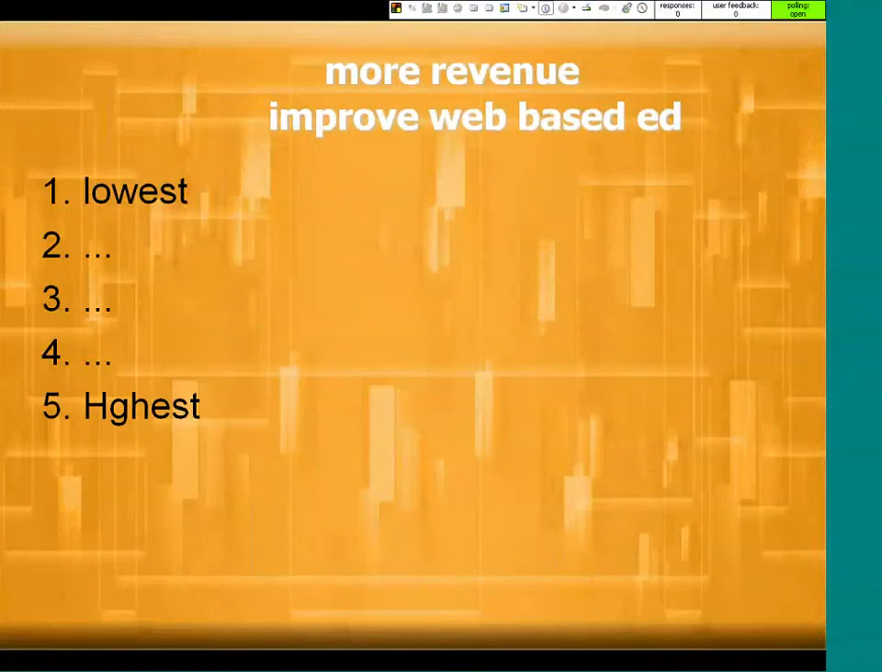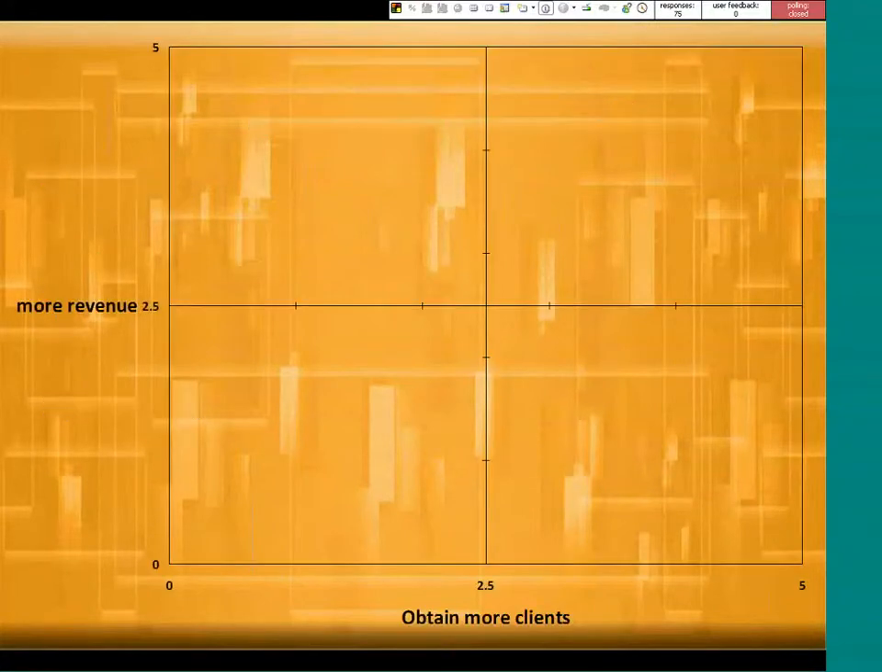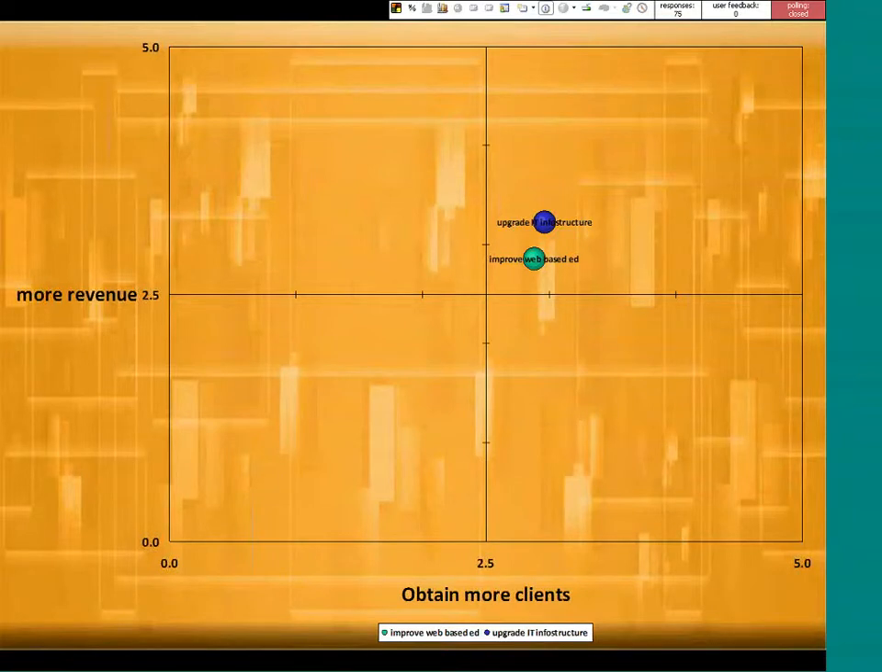Improve web-based education, excuse me. How much is that going to increase revenue? And upgrade the IT infrastructure, how much is that going to increase the revenue? Now this time when I shut down polling, it is going to finally give me this scatter plot. And since we are running this on the simulated data, it's giving us those bubbles, very, very small.